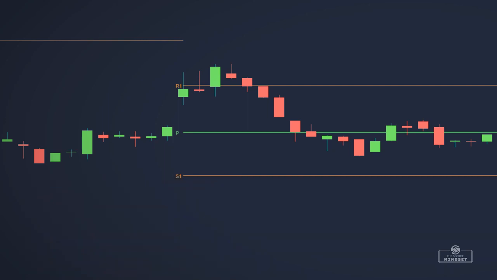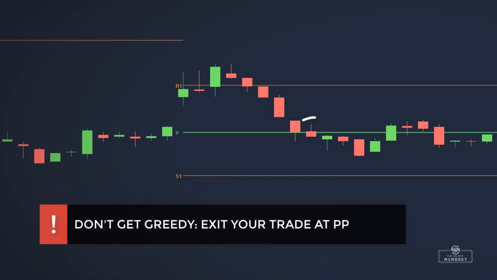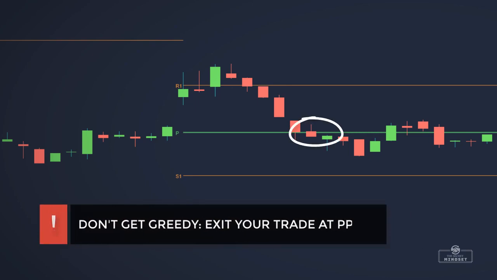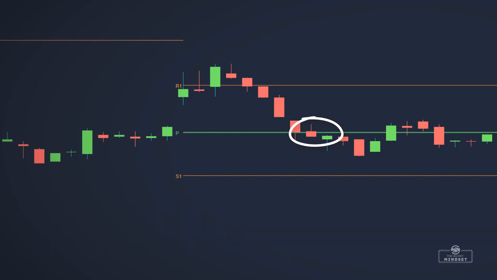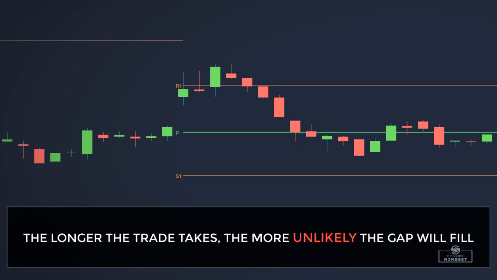Aim for the main pivot and exit the trade as soon as the market hits this area. If you can get a little more out of the trade, then go for it, but don't wait all day for the gap to fill, because the longer the trade takes, the more unlikely it is to fill.